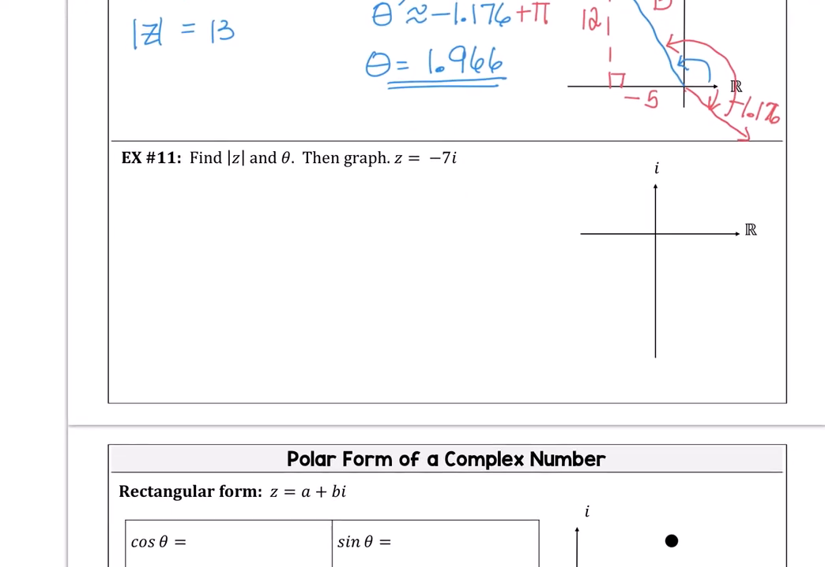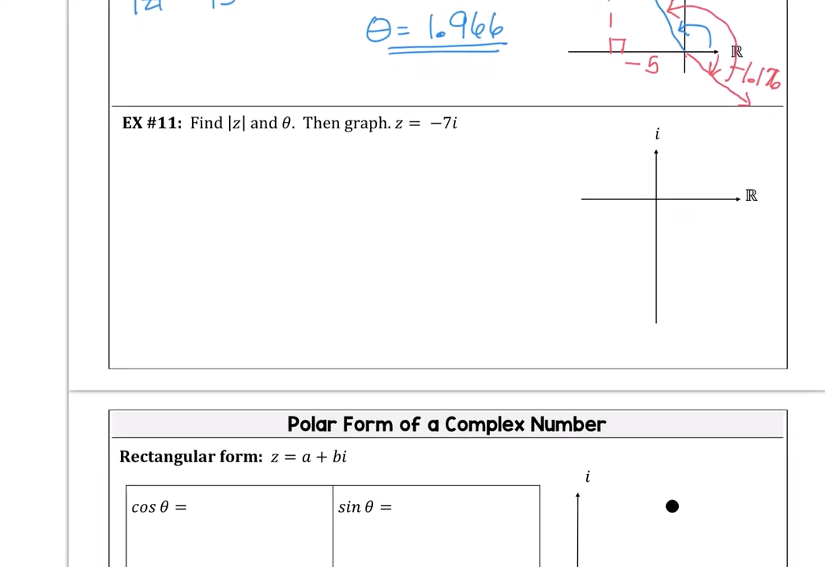Let's try number 11. Find the absolute value and the angle, then graph -7i. Okay, I think we can figure this one out just by inspection. Because think about, on the real number part, we're at 0. So this is 0 plus 0 minus 7i. We are nowhere on the x-axis, and we are down here on the y-axis. That angle, if you think about that angle, that's 3 pi over 2.